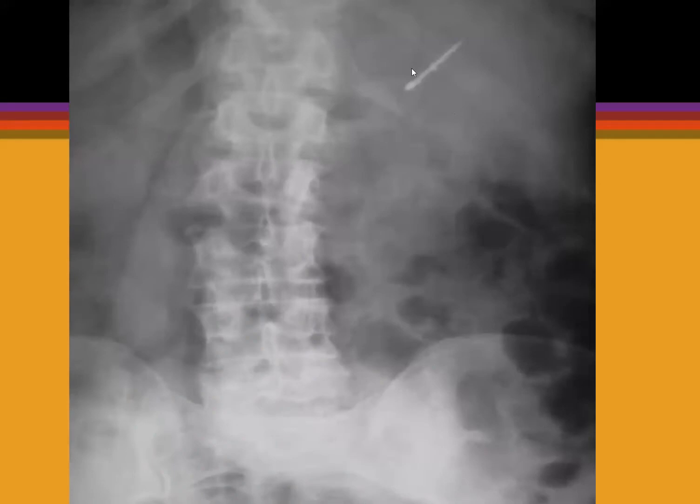This is a pin, a needle being swallowed, and it's overlying the left upper quadrant. It's probably embedded within the folds of the stomach and requires removal, otherwise eventually it will perforate.